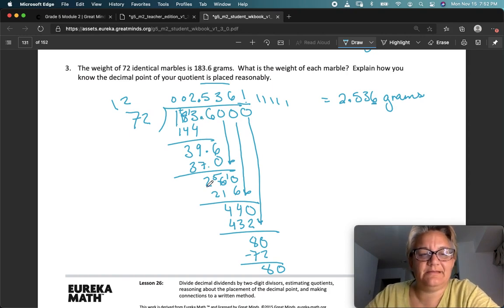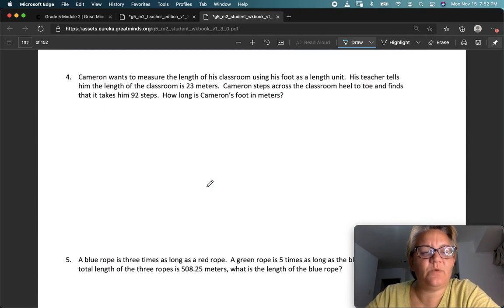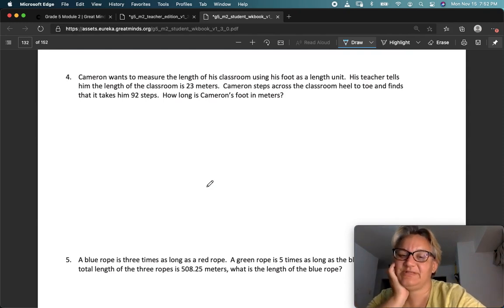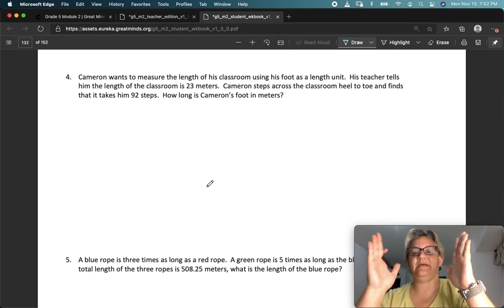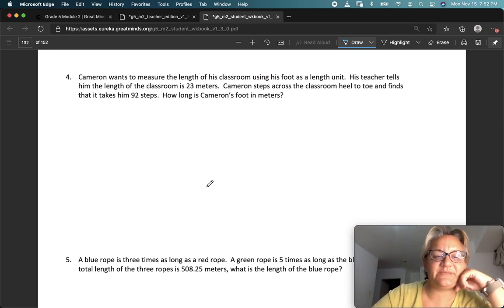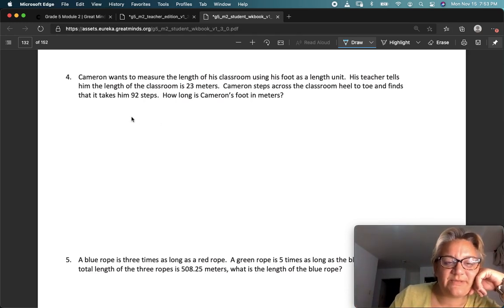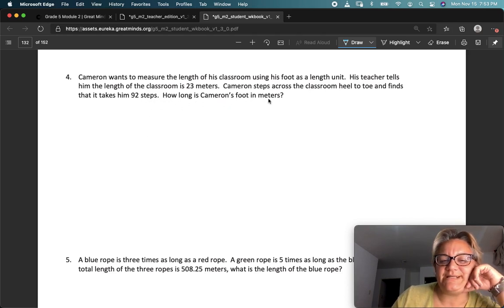Okay. Next one. 4. Cameron wants to measure the length of his classroom using his foot as a length unit. So his foot's about this big. His teacher tells him the length of the classroom is 23 meters. Cameron steps across the room heel to toe and finds that it takes him 92 steps. How long is Cameron's foot in meters?